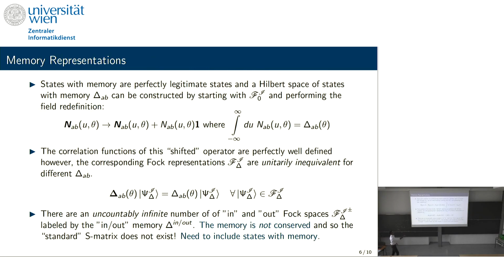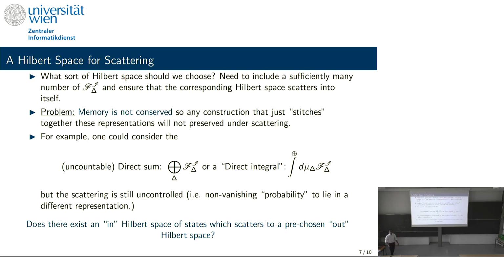So what sort of Hilbert space? Well, now we need to include all of these Fock spaces with different memories. It looks like I've made this problem way harder, and in a sense I really have. Let me say exactly how hard this is. We need to include sufficiently many of these memory representations together to ensure that the corresponding Hilbert space scatters into itself. But the fundamental obstacle is that the memory is not conserved. So for any construction that tries to put together these memory Fock spaces, there's no guarantee that I don't have an amplitude to scatter out to a different representation.